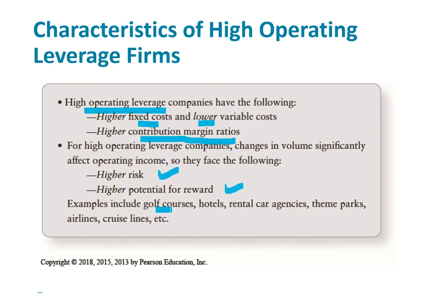For example, golf courses, lots of fixed assets. Hotels, lots of fixed assets. Rental car agencies, theme parks, airlines, cruise lines. And so when the pandemic happened in 2020, all of these companies suffered great losses because their fixed costs were much higher than their variable costs. High operating leverage means a very high drop in their operating income.